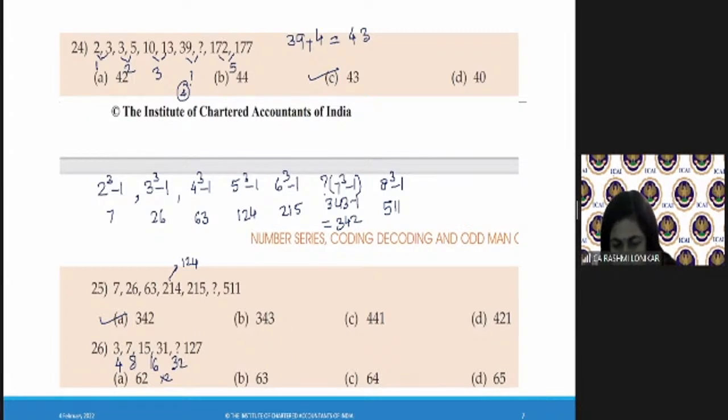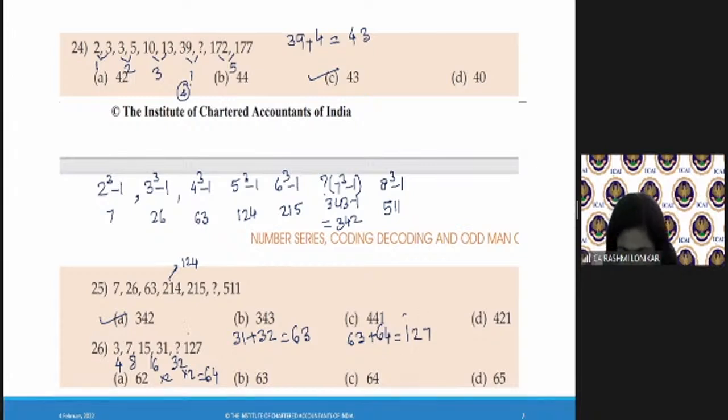Now let us see. 31 plus 32 is 63. Then this will be 32 into 2. This is going to be 64. So let me see. 63 plus 64. How much is this? 127.